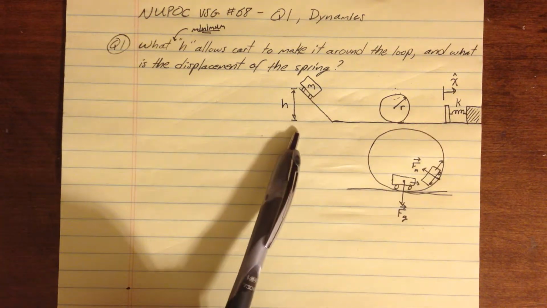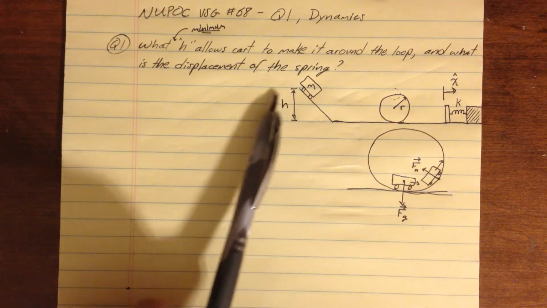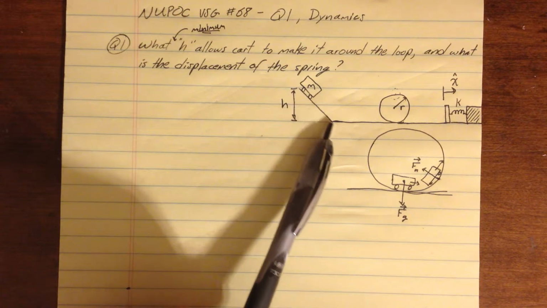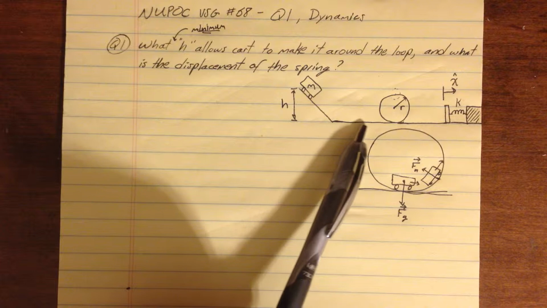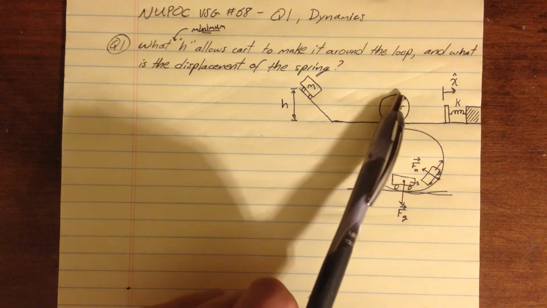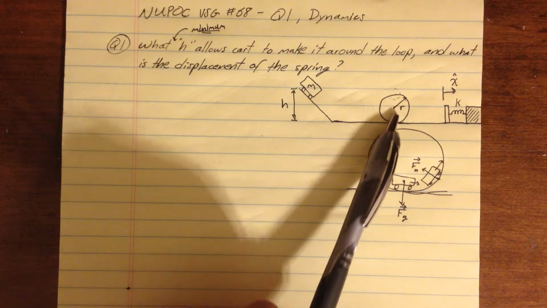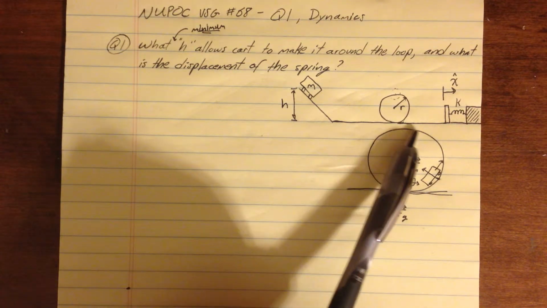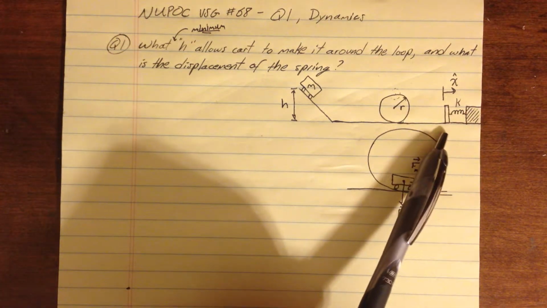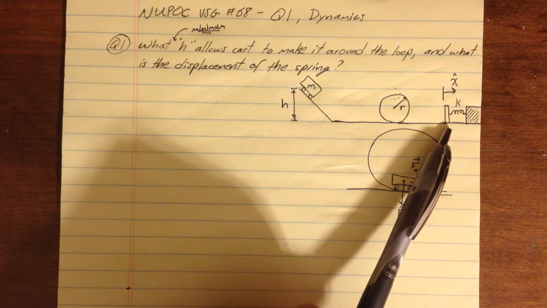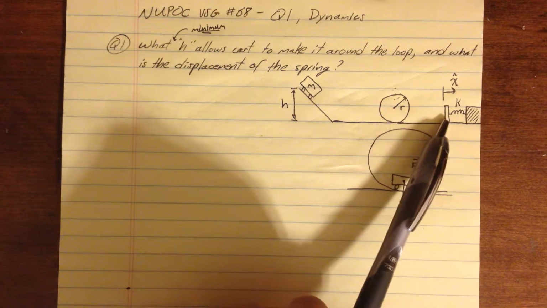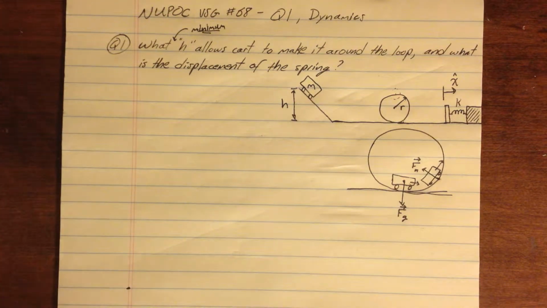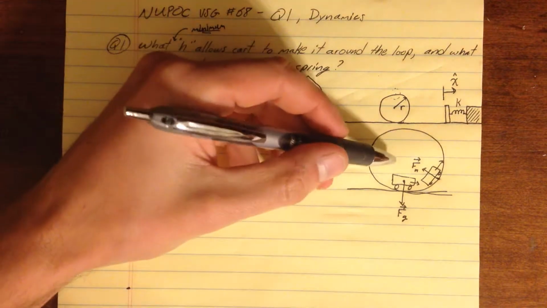And we're interested in what minimum height h is necessary such that this cart has enough velocity when it enters this loop that it makes it through the loop without gravity causing it to come crashing down at the peak of the loop. And we're also interested in what the displacement of this spring is once the cart makes it through the loop and then strikes the spring. So we want to start by taking a look at this loop.